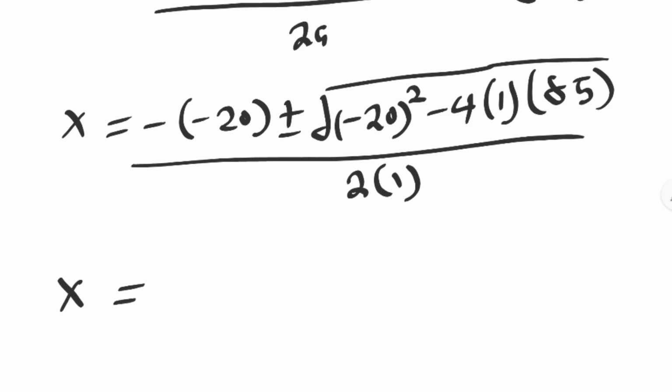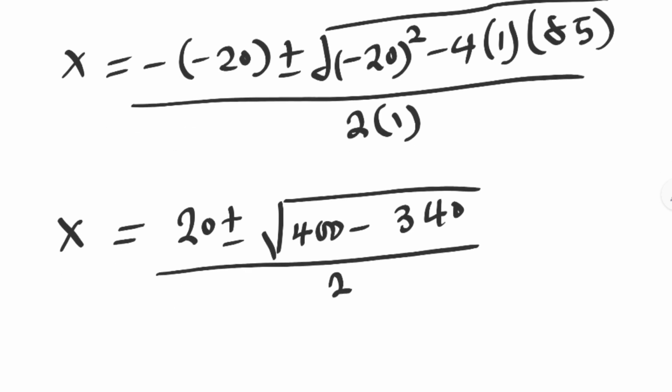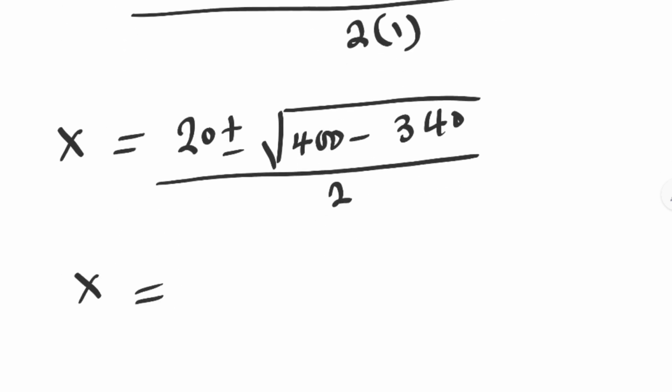x is equal to minus times minus 20. This is 20 plus or minus square root of minus 20 squared. This is 400 minus 4 multiplied by 1 multiplied by 85. That is 340, divided by 2 multiplied by 1, 2. x is equal to 20 plus or minus square root of 400 minus 340. That is 60, divided by 2.